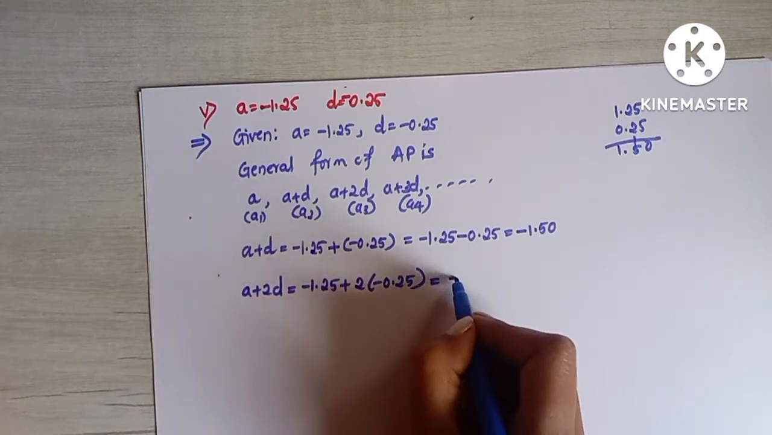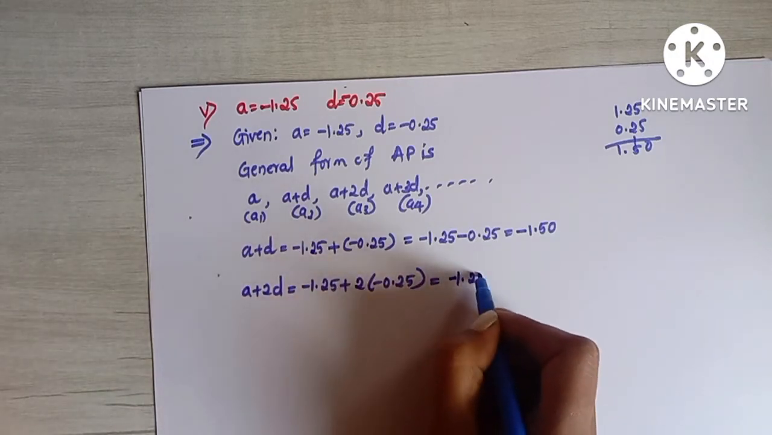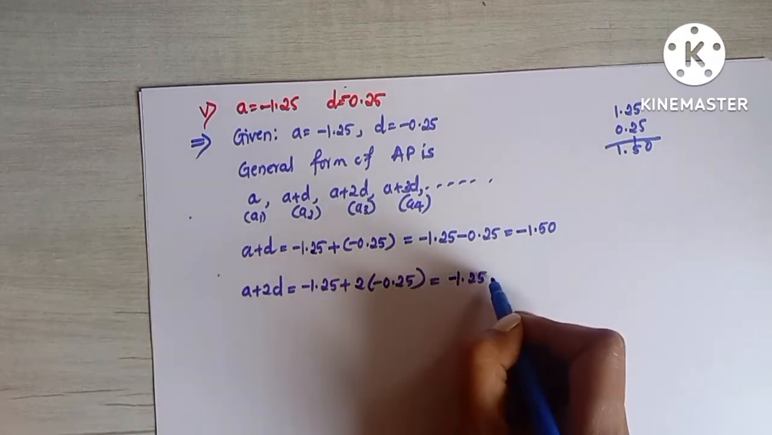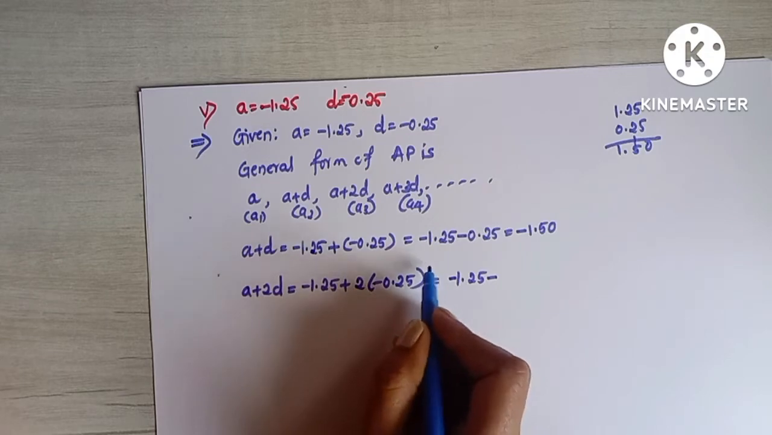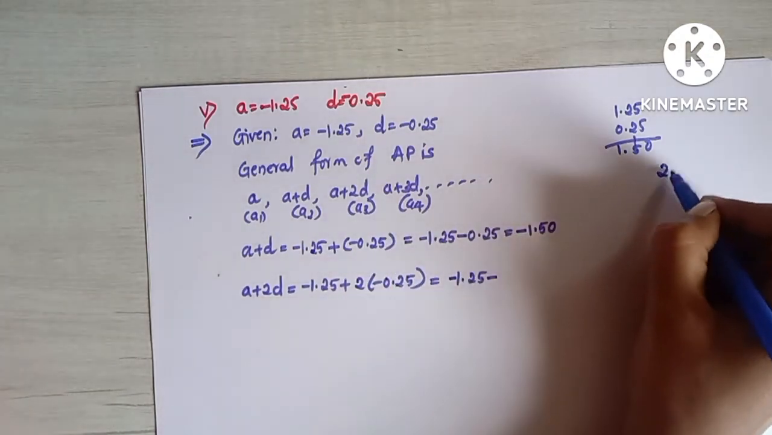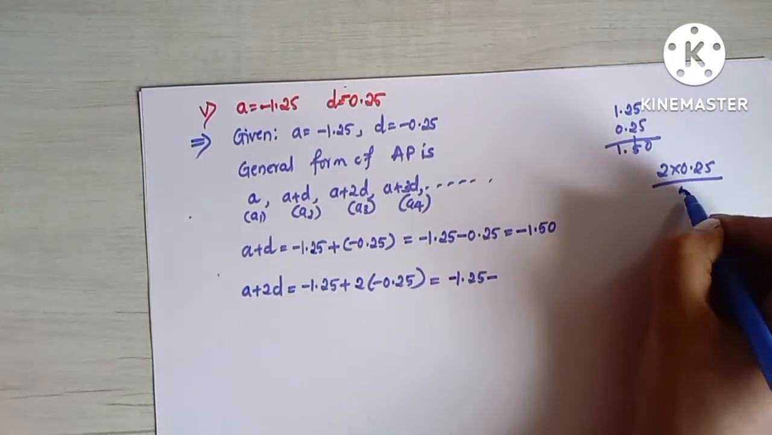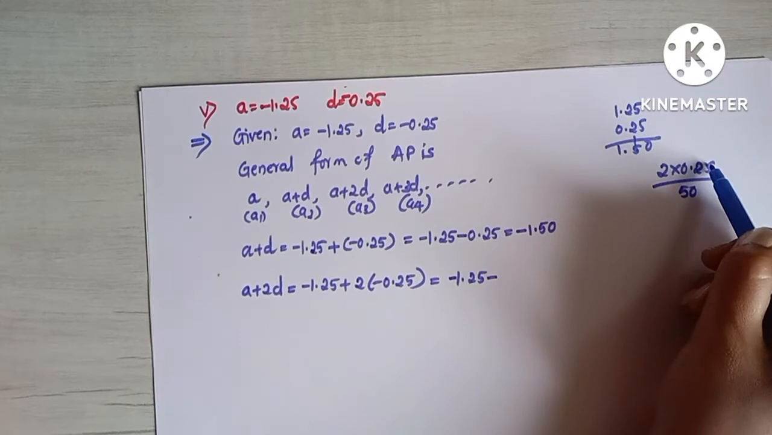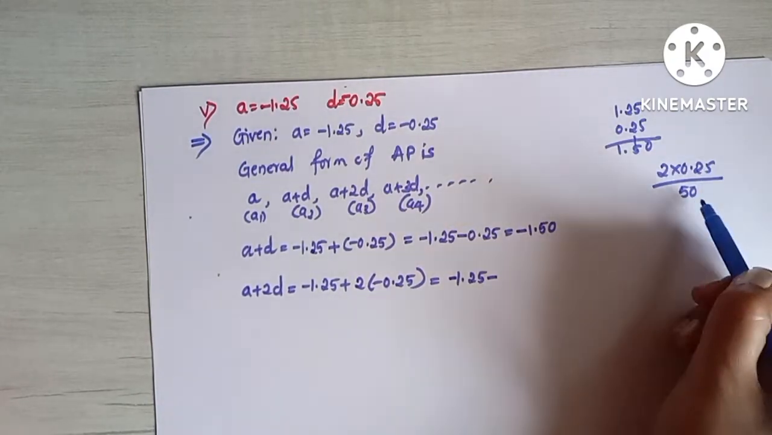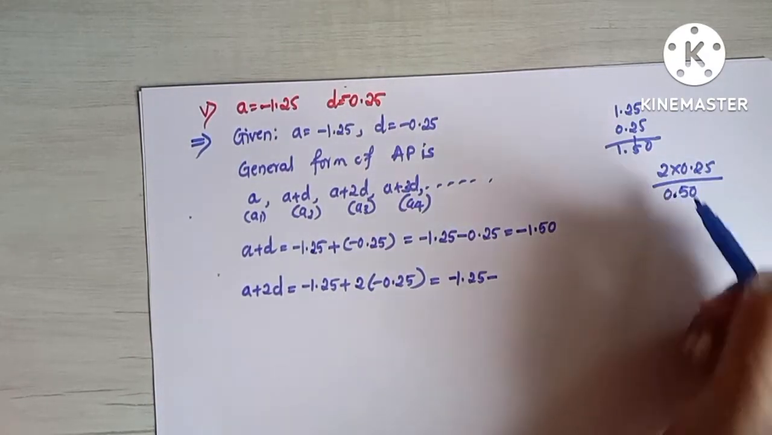So let us write down as it is, -1.25 plus into minus is minus. So here we have 2 into 0.25. So let us calculate this one, 2 into 0.25. 25 twos are 50. Decimal point is after 2 digits, that is 1 and 2. So here the decimal point comes.